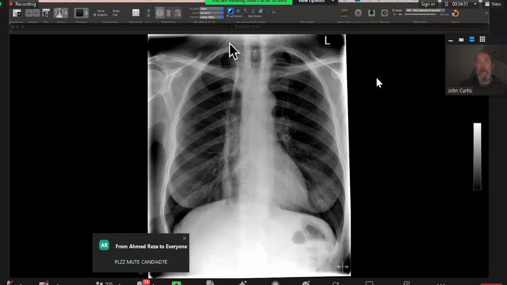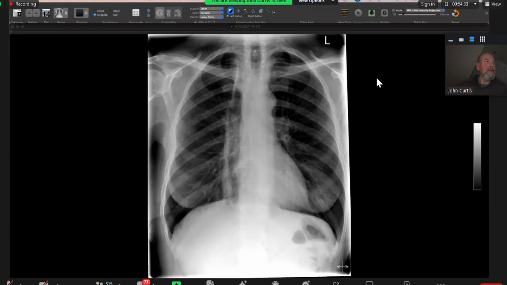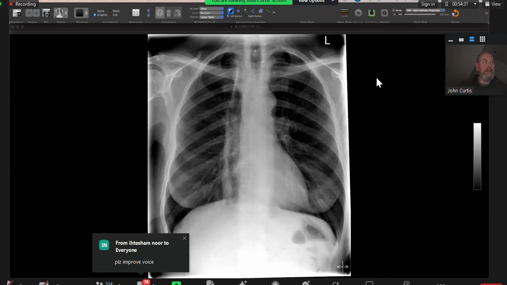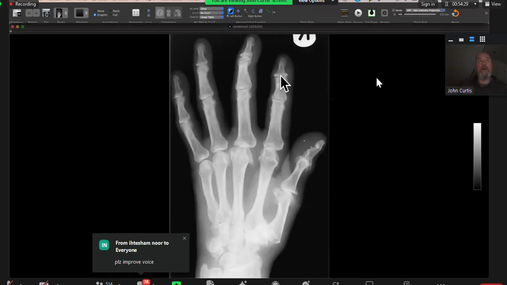Can you see my arrow, by the way? Yeah, I can. 1, 2, 3, 4, 5, 6. There you go, 6. But do it slowly so you don't jump more than one rib. This one you smashed. That was brilliant. That was well done.